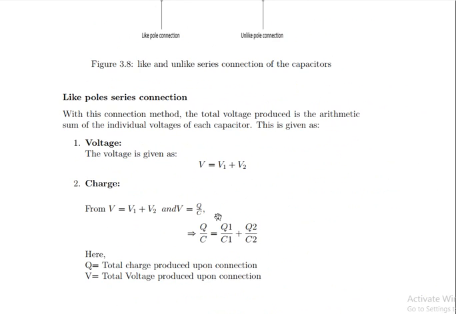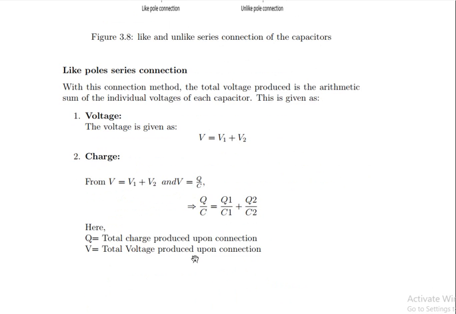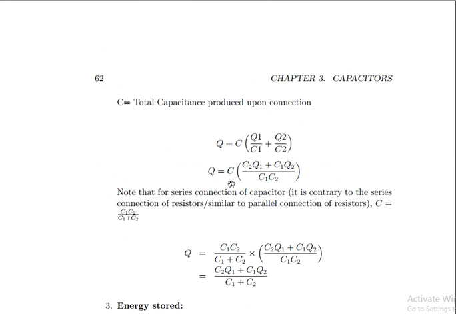So now in order for us to find the Q, the total charge which is going to be produced, we are going to multiply times C here. So we are going to have Q1 all over C1 plus Q2 all over C2 times C here. Now this C here is equal to C1 C2 all over C1 plus C2, because we need to know that a series connection of capacitors is similar to a parallel connection of resistors. So the total capacitance is going to be C1 C2 all over C1 plus C2.